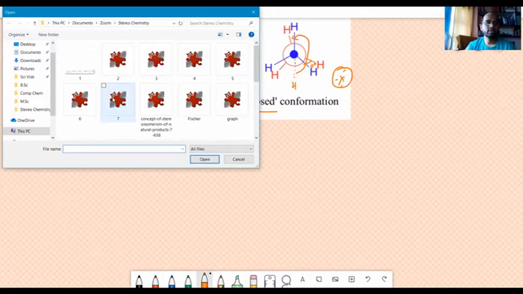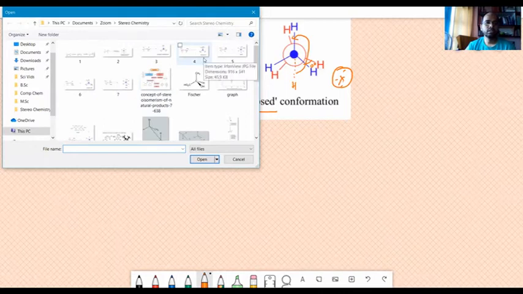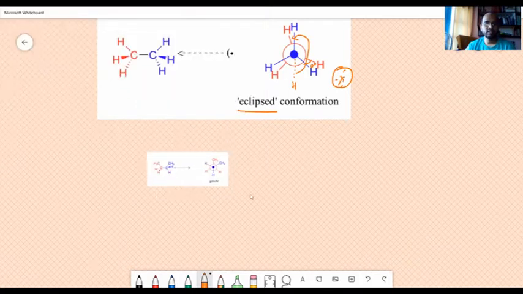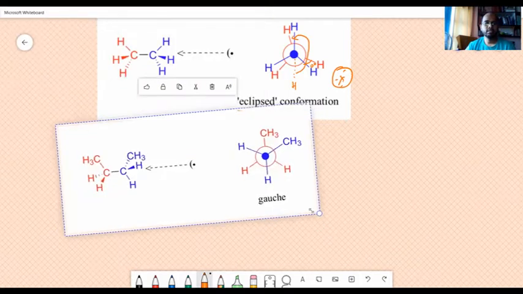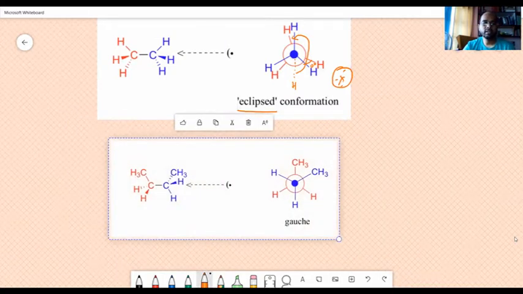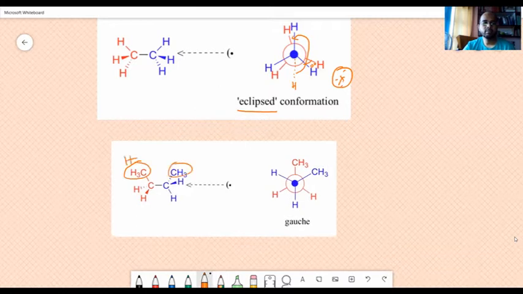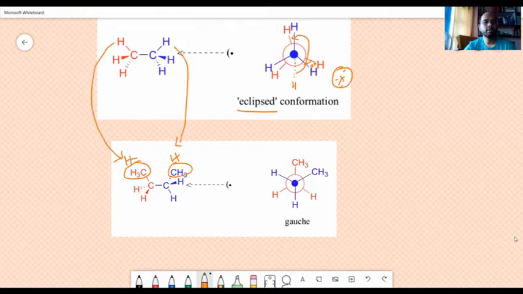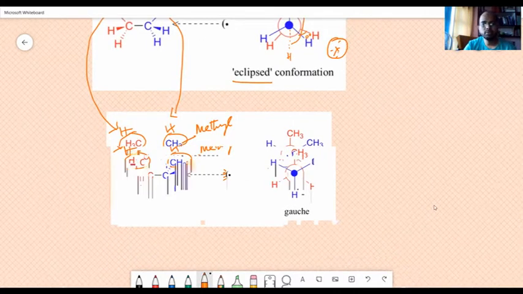The third one that I am going to show you is called the gauche conformation. So you see that in the gauche conformation, in the place of one hydrogen atom, which is here initially, this is being substituted by a methyl group, and this is the methyl group. When you substitute them, you get two methyl groups separated by about 60 degrees.